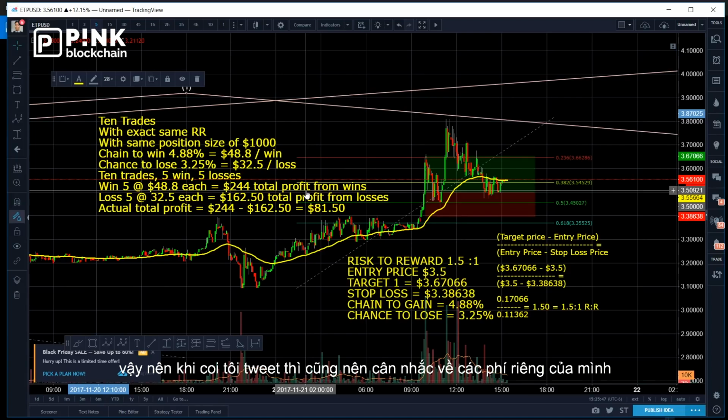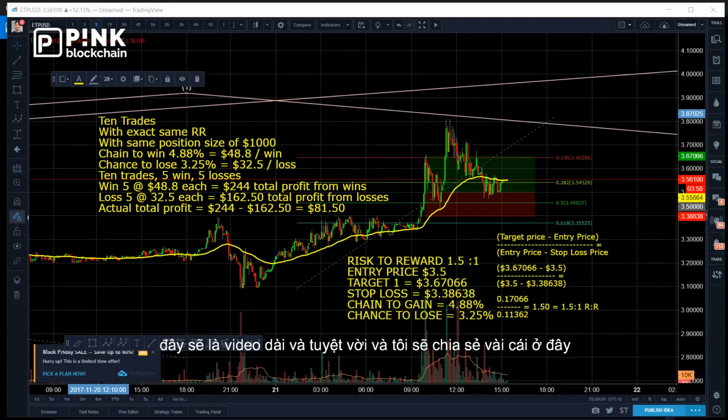So you've got to play with a different spread. If you see me tweet about scalping, take it with a grain of salt and always take into consideration your actual maker and taker fee as well. So now I'm going to show you guys.